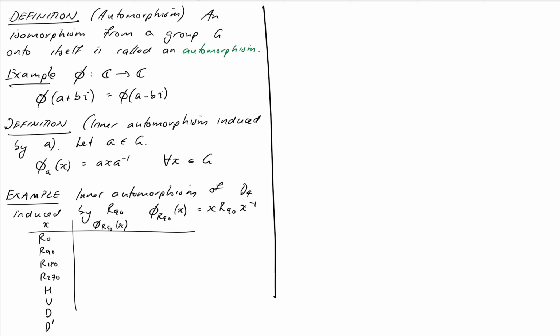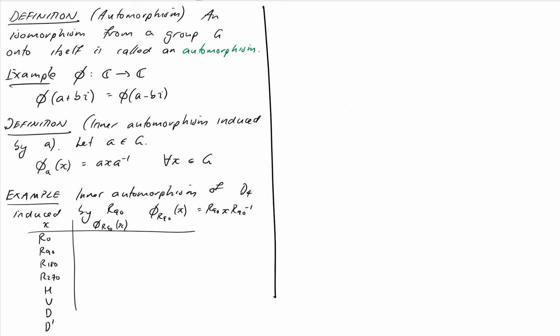Okay, so that is equal to x times R90 times x inverse. So in this case I'm going to have R0 times R90 times R0 inverse, sorry, I've got all my notation back to front. My apologies. Let's back that train up a little bit. So phi R90 of x is actually equal to R90 x R90 inverse. Right, that makes more sense. I was trying to figure out why that was not working.